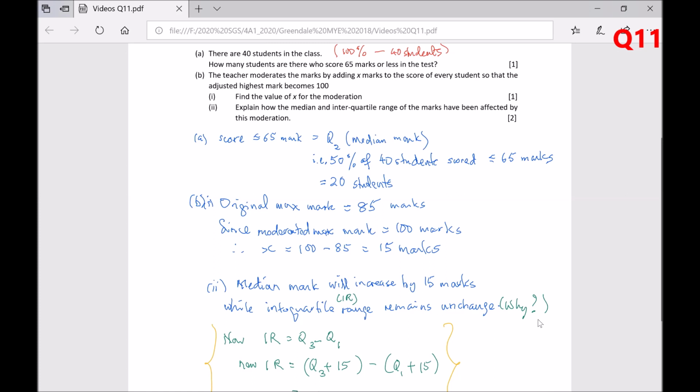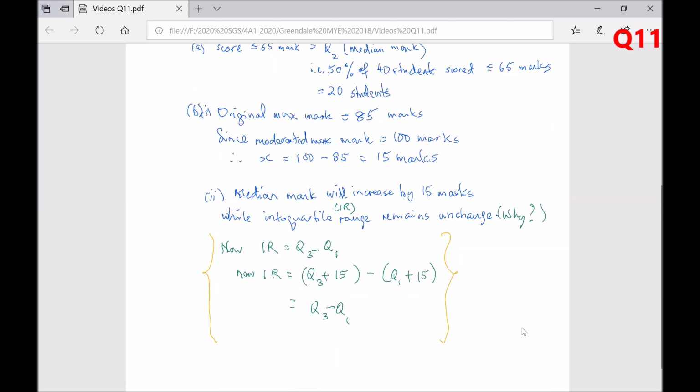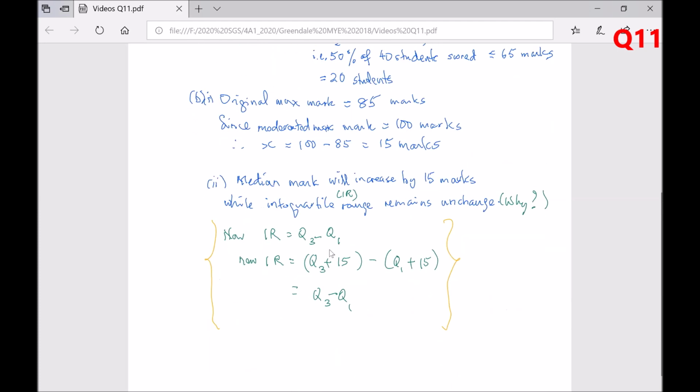Why? Now, interquartile range is defined as Q3 minus Q1. New interquartile range is therefore Q3 plus 15, the new upper quartile, minus Q1 plus 15, which is the new lower quartile. Hence, new interquartile range is equal to Q3 minus Q1, which means the interquartile range remains unchanged. So we come to the end of the question.